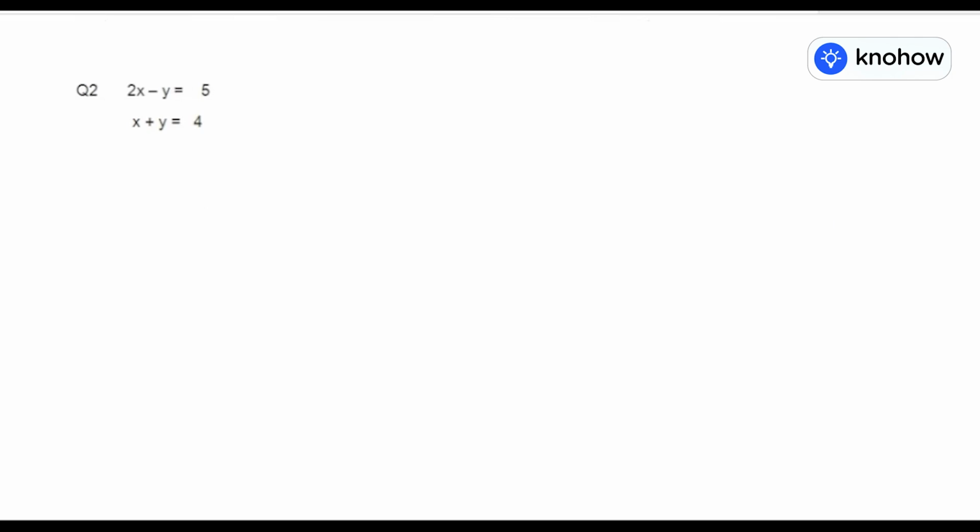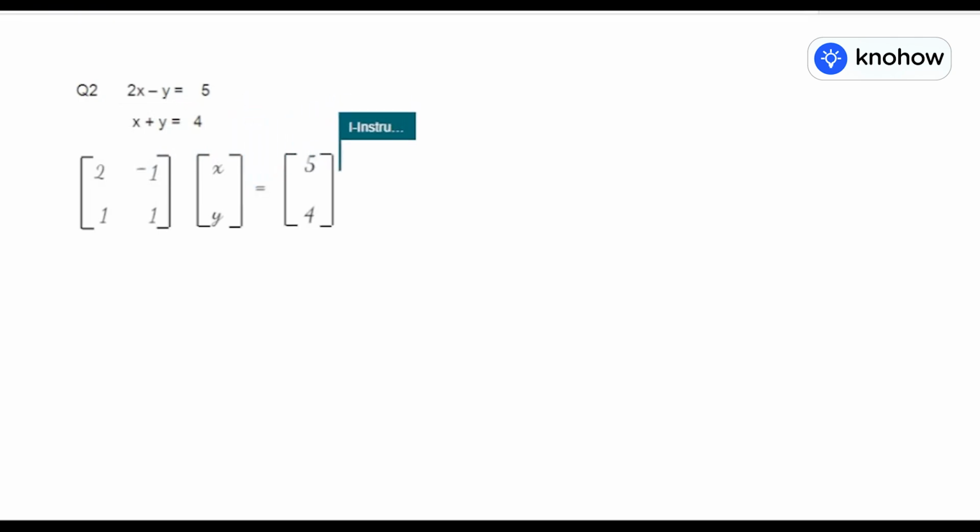2x minus y equal to 5, x plus y equal to 4. Again you rewrite in matrix form: 2, 1, minus 1, 1, multiplied by x, y, equal to 5, 4. So what is the coefficient matrix? If I denote it by A, the matrix is 2, minus 1, 1, 1.